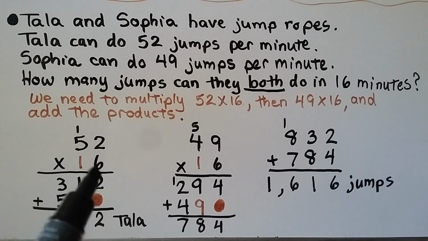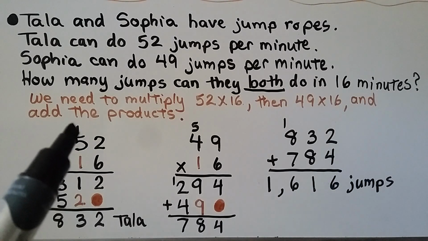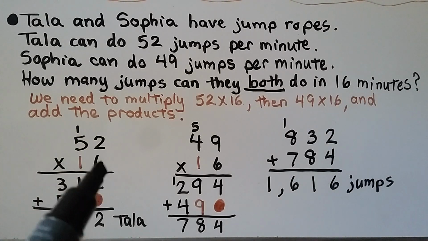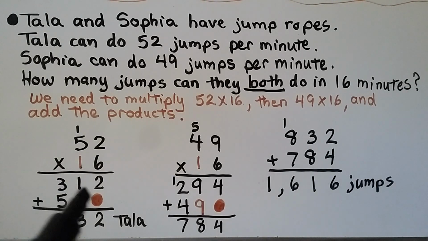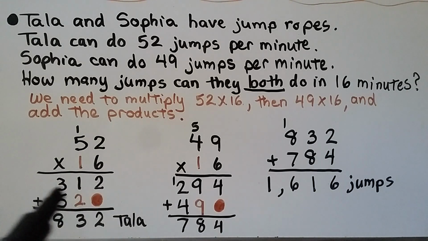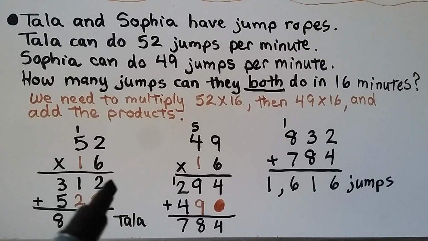We start with the ones place. We do 6 times 2, which is 12. We regroup the 1 and put the 2 down. Then we do 6 times 5, which is 30, plus 1 more is 31. So right here in this row, we have 312.